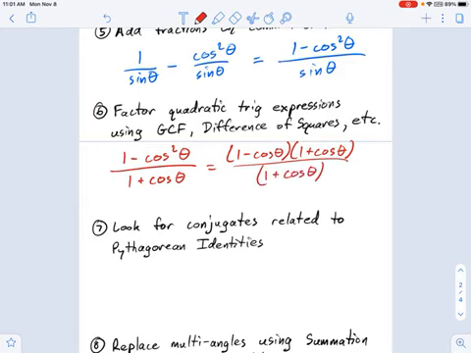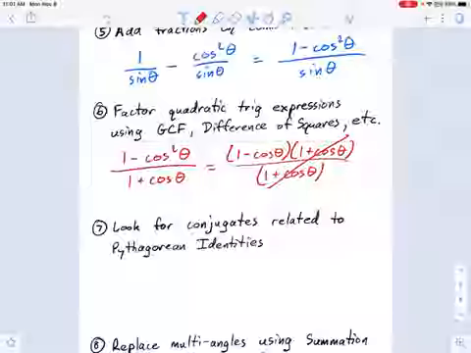And now look, now we can do something we couldn't do before. You can strike out one of those common factors on top and bottom. And it would simplify to just 1 minus cosine theta, which is a lot nicer than what we started on the left. So sometimes factoring comes in handy. Differences of squares is very common. GCFs, greatest common factors, also comes up from time to time. So keep those old factoring techniques in mind.